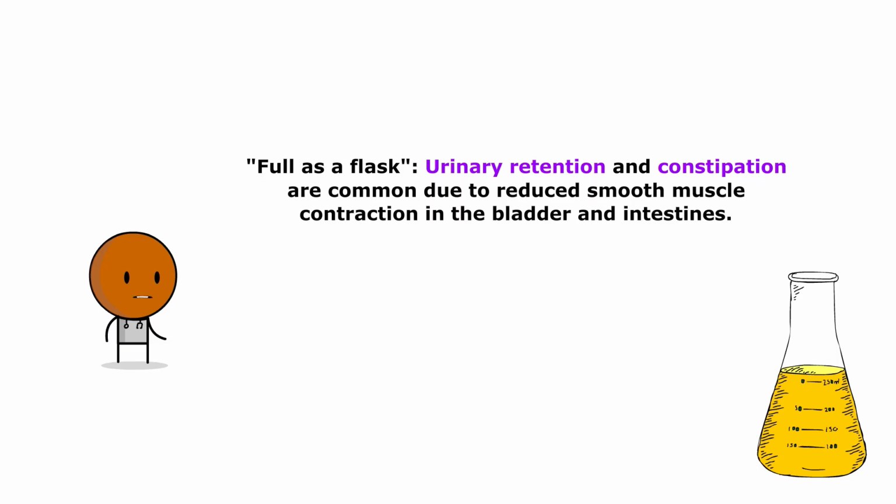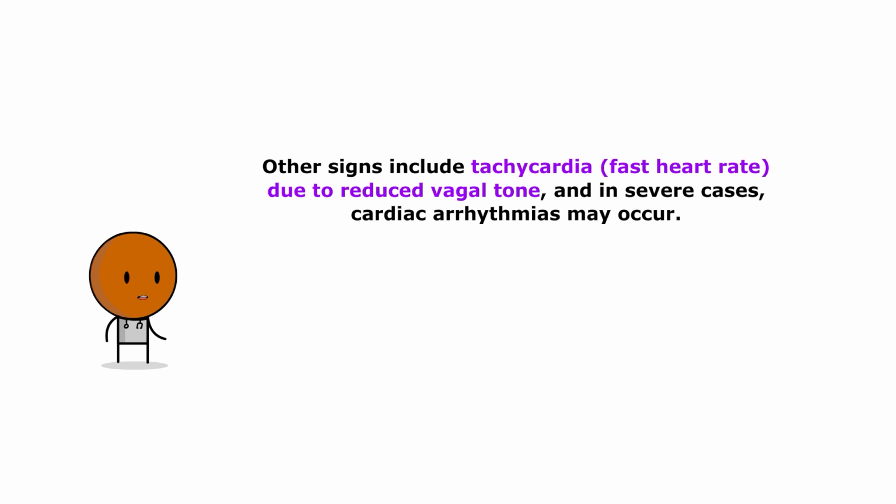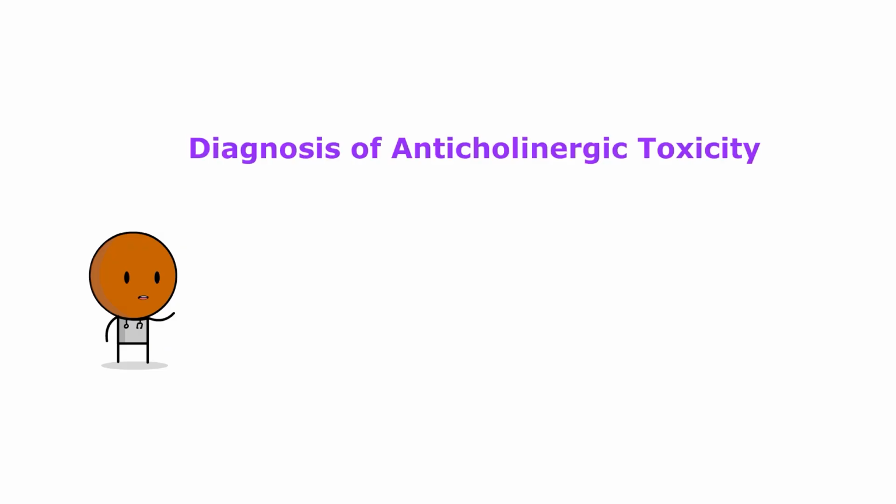Urinary retention and constipation are common due to reduced smooth muscle contraction in the bladder and intestines. Other signs include tachycardia due to reduced vagal tone, and in severe cases, cardiac arrhythmias may occur. But wait! There's more! Diagnosis of anticholinergic toxicity.